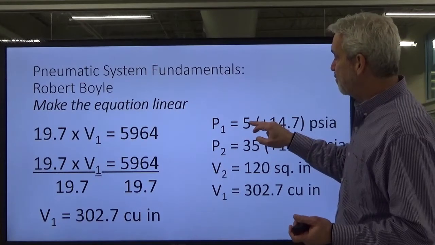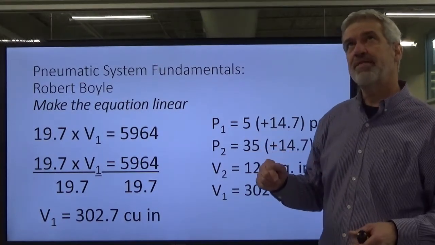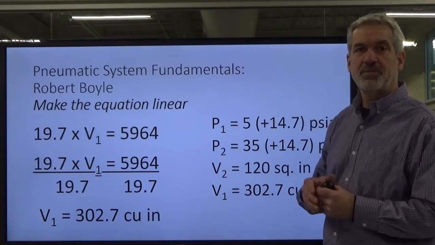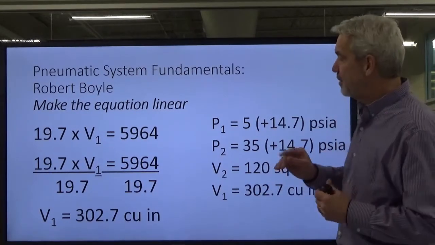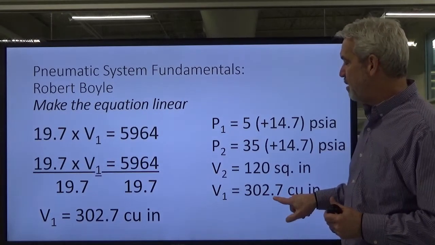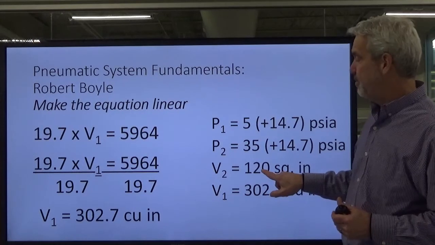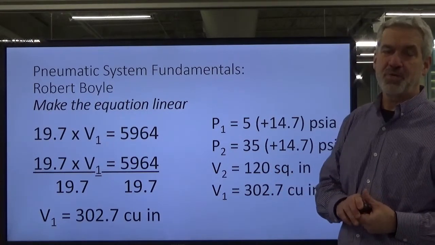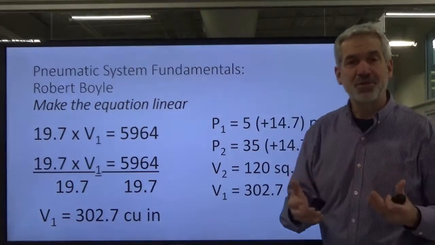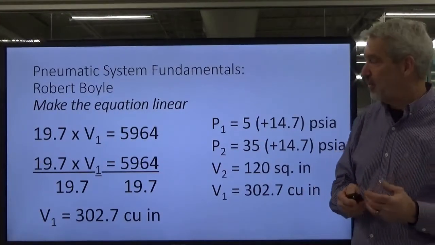We went up in pressure from 5 to 35 psi, okay? So if it's inversely proportional, that tells me that we will have gone from a smaller volume to a larger volume, okay? All right, so we've gone up in pressure, and we had an initial volume of 302.7 cubic inches, and we went down to a volume of 120 cubic inches. So our pressure went up, our volume went down, okay? Inversely proportional, all right? So this is how Boyle's Law is working for us, okay?